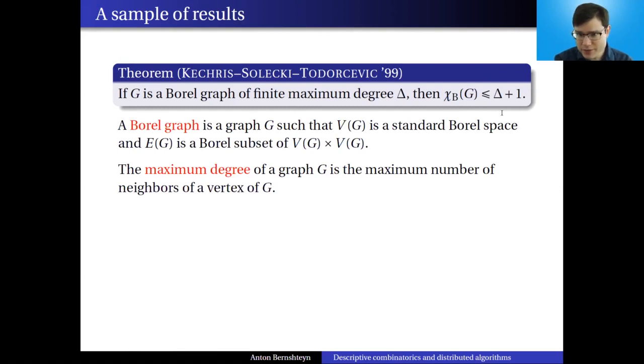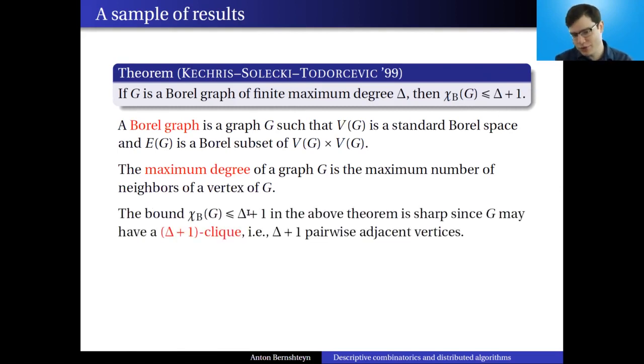Is this bound sharp? Well, yes, for a sort of trivial reason: a graph of maximum degree delta can contain what's called a delta plus 1 clique. It's a set of delta plus 1 vertices, all of which are adjacent to each other. And of course, if you have vertices that are all adjacent to each other, they all have to have different colors. So you need to use delta plus 1 colors to color such a graph. We will forget about the Borel part, just abstractly.